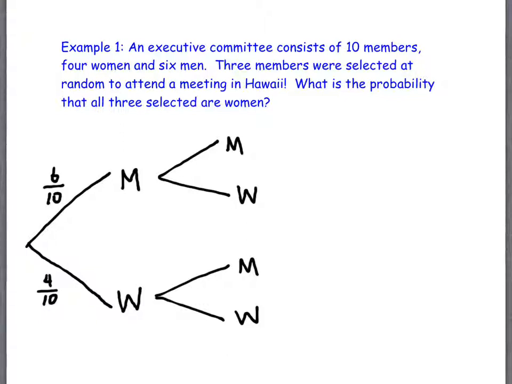So let's go along this first branch up here, man. If I drew a man's name out of the hat, how many men's names are left in the hat? 5. How many names are in the hat total? 9. So this first one right here is 5 out of 9.